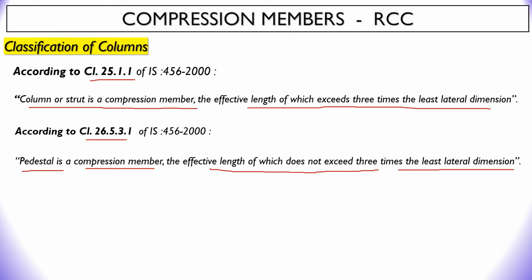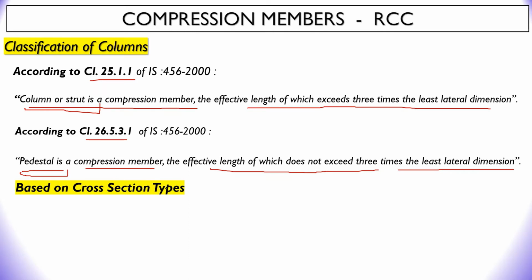So that means we can differentiate between these two clauses. The first clause gives you the definition of a column or strut, and the second clause gives you the definition of a pedestal. So all these are compression members, but they have to be differentiated. That means this terminology we have to use.